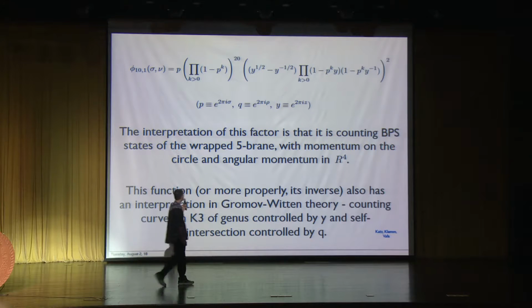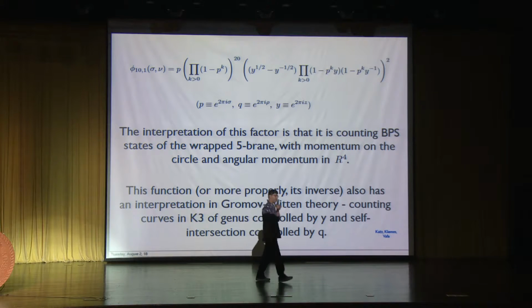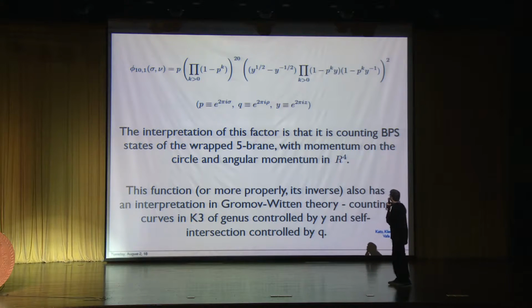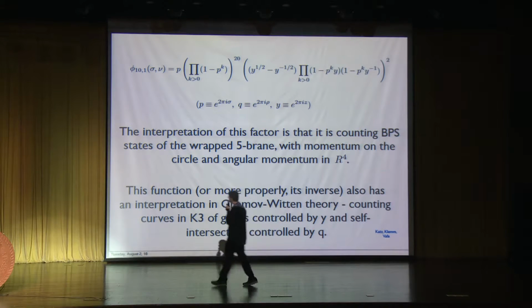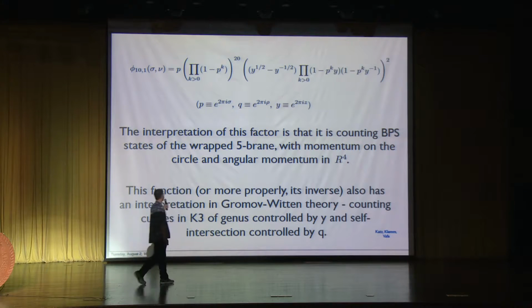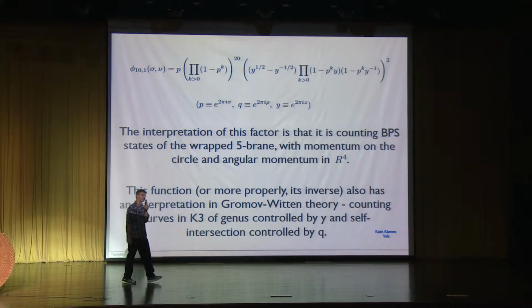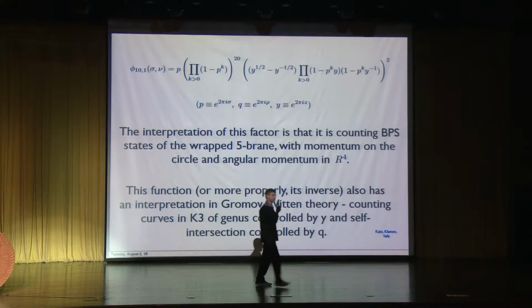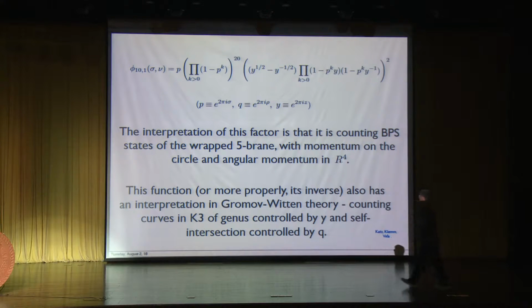It looks rather complicated. P is one of the chemical potentials. It's counting the number of terms in the Mn. And here Y is the chemical potential for the angular momentum. The interpretation of this factor, the phi 10(1), is that it counts BPS states of the wrapped 5 brane with momentum on the circle and angular momentum in R4, even in the absence of ND1 branes. So that's a factor not taken into account by the symmetric product of the K3s.